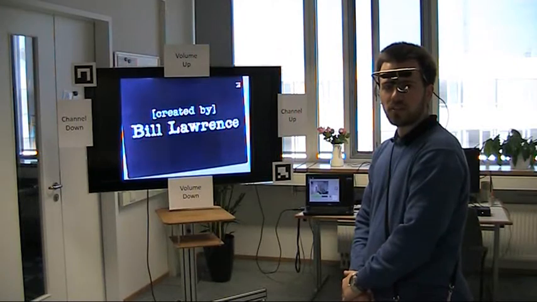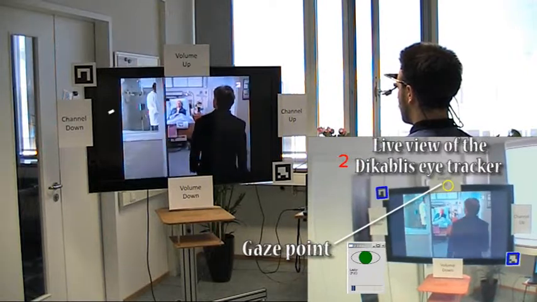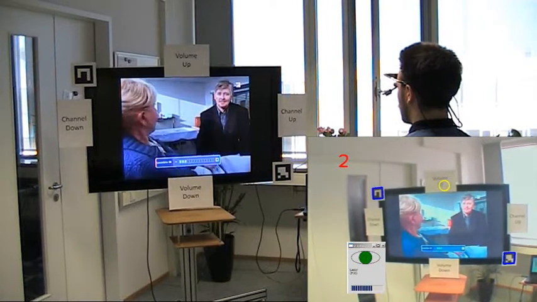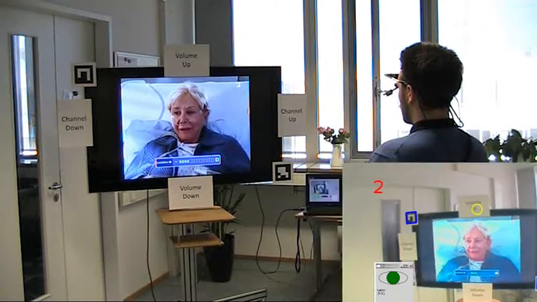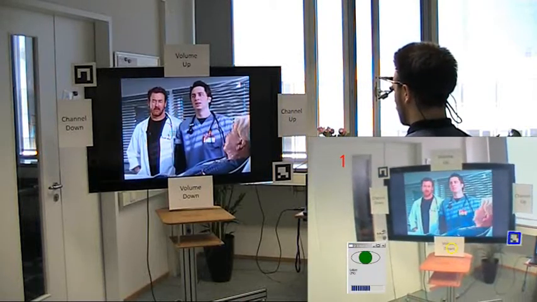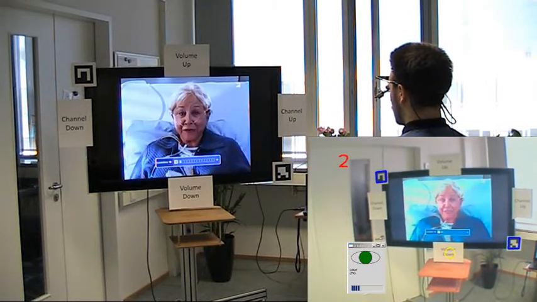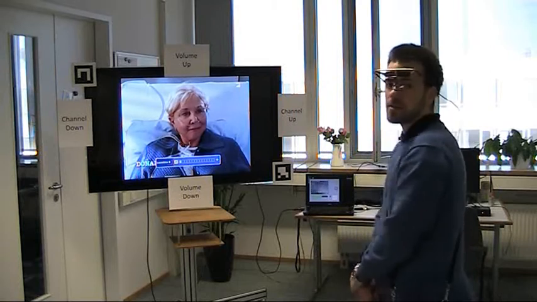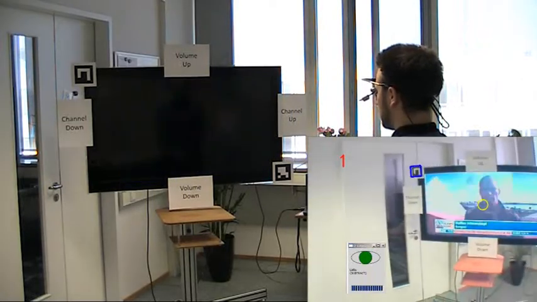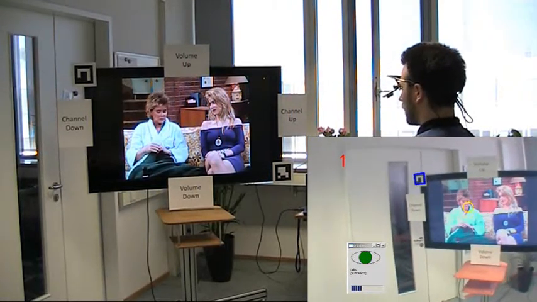I now turn up the volume of the TV by looking at the interaction area above the screen. And now I turn down the volume again by looking below the screen. Now I'll switch the channel by looking left of the screen. And another channel. And now I'll switch forward.